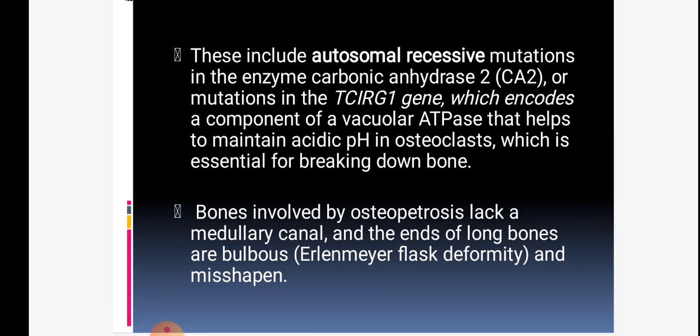These include autosomal recessive mutations in the enzyme. So these are the intricate things that you should be aware of. The CA2, TCIRG1 gene, the involvement of these. Bones involved by osteopetrosis lack a medullary canal and ends of long bones are bulbous.